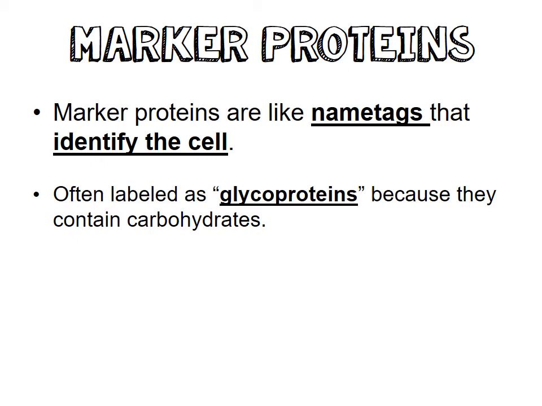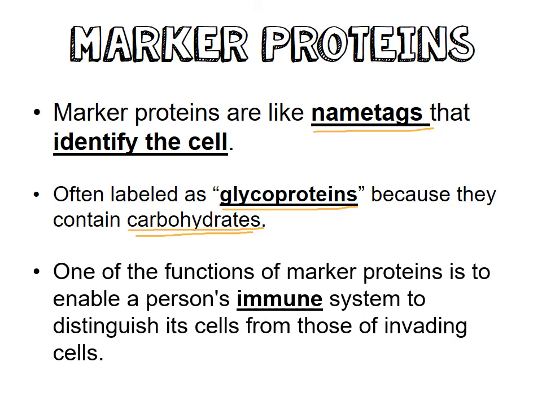So what is a marker protein? Well, it's just exactly what it sounds like. It's basically a name tag, and it's going to be used to identify the cell. They are often labeled as glycoproteins because the marker protein itself is going to contain a carbohydrate. So glyco, generally we associate that with sugar. One of the functions of marker proteins is to enable a person's immune system to distinguish its cells from those of invading cells.